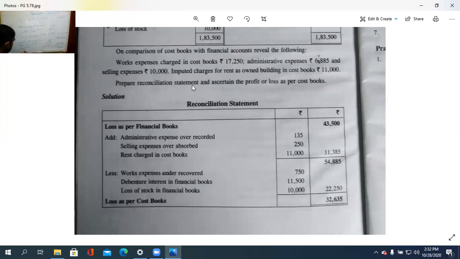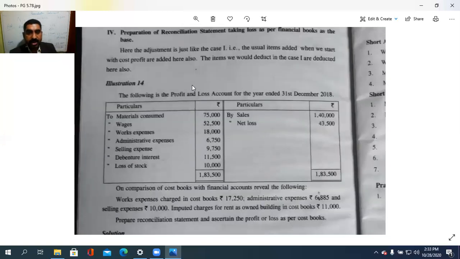See, this is the net loss as per cost books. So, see, in this way, we are calculating the profit or loss reconciliation statement. Some of the items added will be deducted in the case when we reach, or when we take, the net loss as per the cost books or financial books.